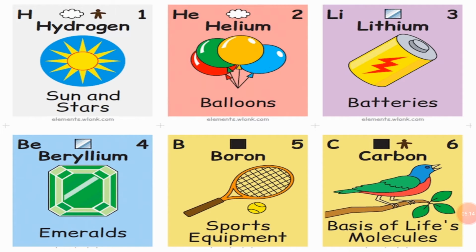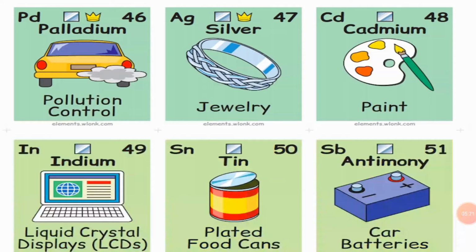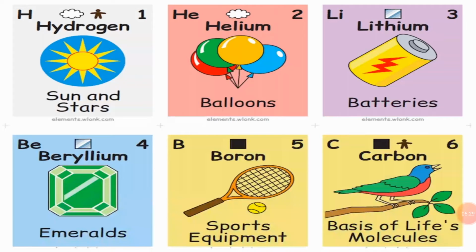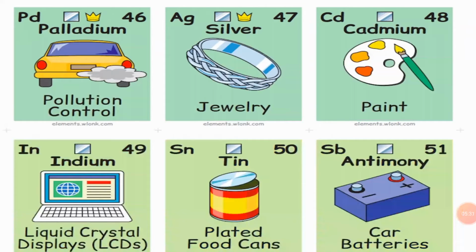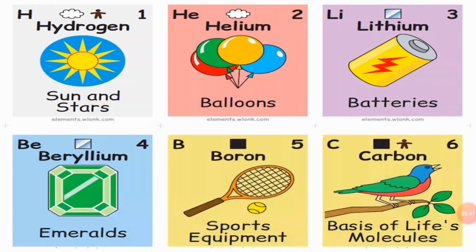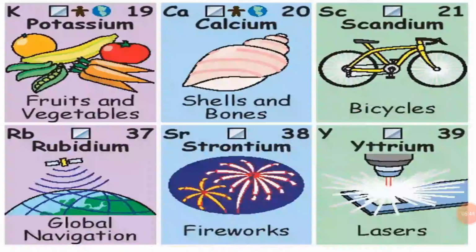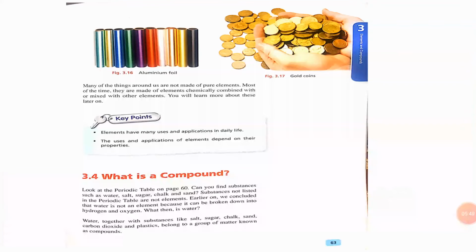You can match these symbols with the periodic table, and you will observe that these elements are present in the periodic table as well. The activity is to find out their group number and period number, so you can easily understand the concept of groups and periods in the periodic table. This is another example of the usage of elements in our daily life.